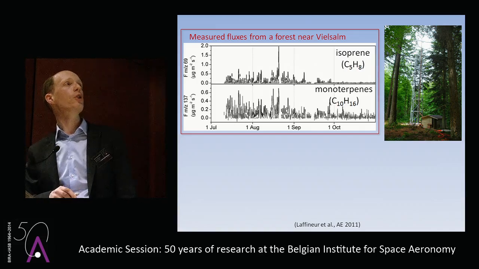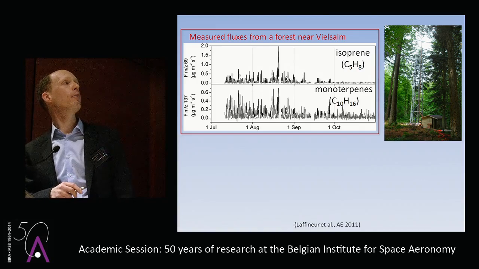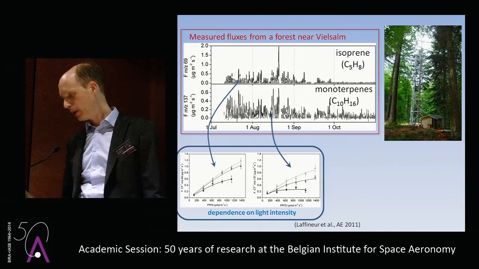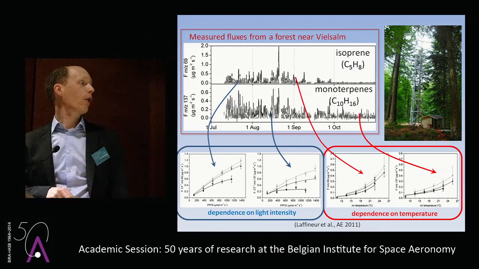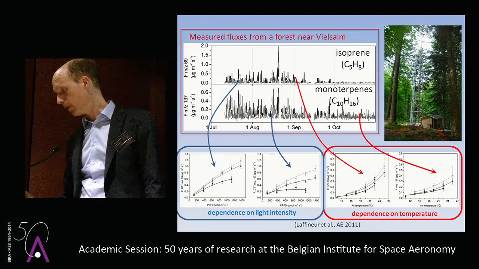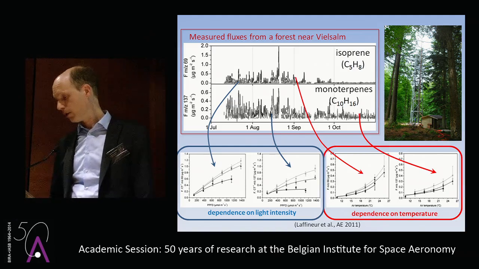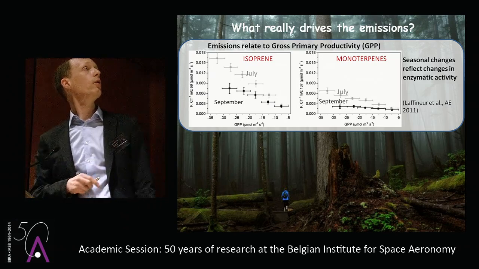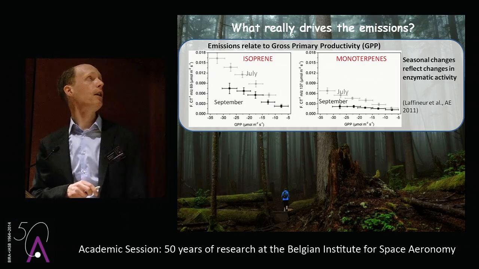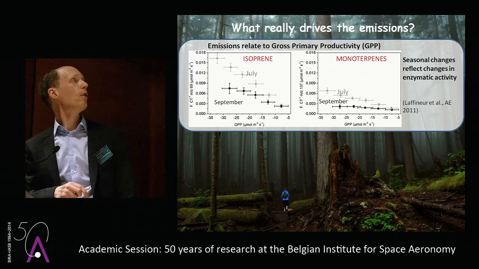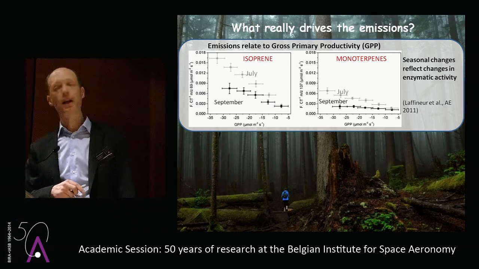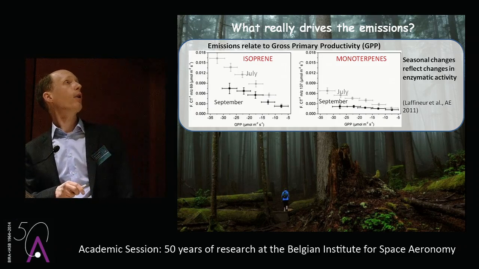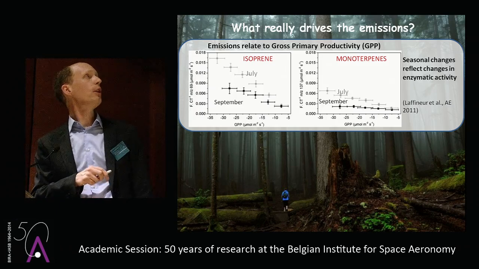This technique allows the measurements of the fluxes of isoprene and monoterpenes as a function of time. I won't go much into the details. We investigated the dependence on light intensity, on temperature, and tried to go beyond that and look at the relation to the gross primary productivity, the GPP, and you see a quite nice, close to linear relationship between the emissions and the GPP for isoprene and for terpenes, but it seems to depend on the season.